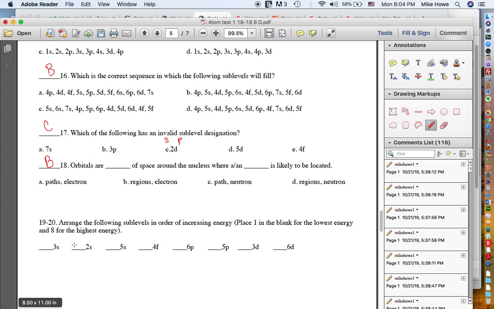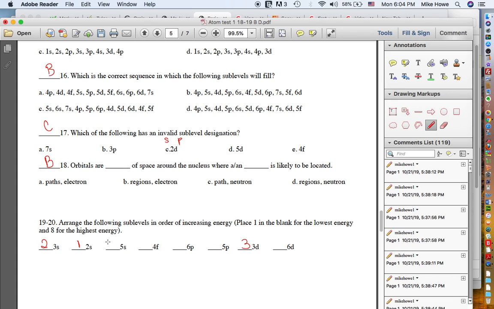All right, now we're going to put the order 1 to 8. This, I have to think about. So 1s is first. That's not on here. Then 2s. And after 2s is 2p. Is 2p on here? No, I don't see it. After 2p comes 3s. That is on there. After 3s comes 3p. Not there. After 3p comes 4s. Not there. But after 4s comes 3d. That is there.